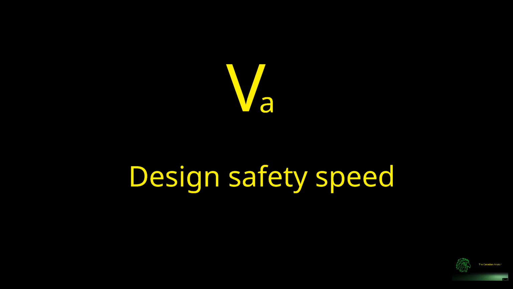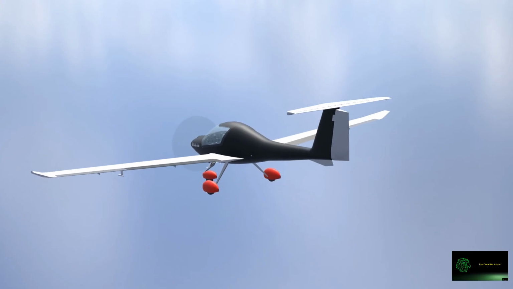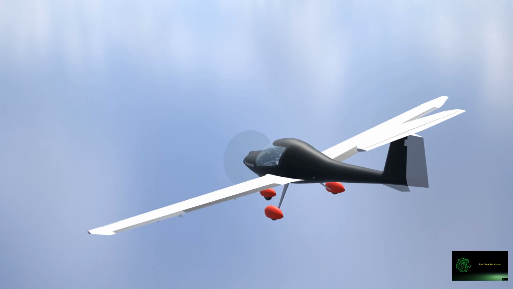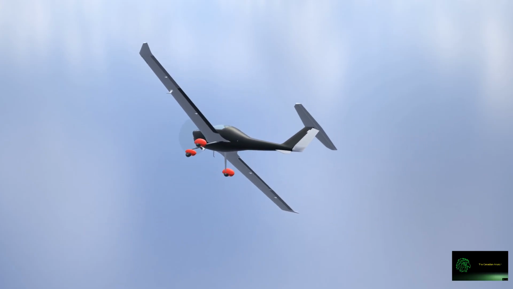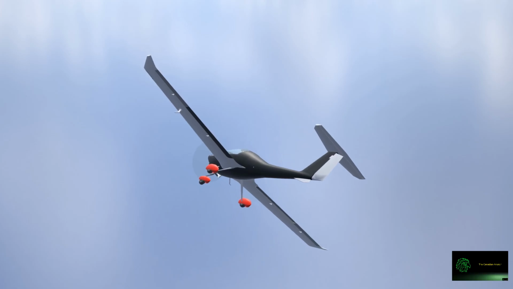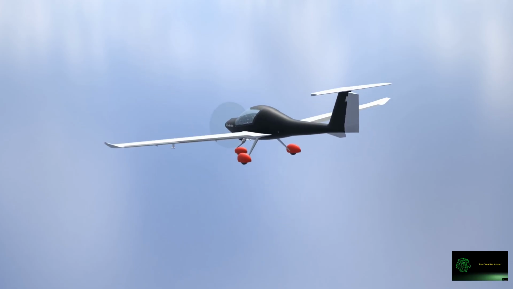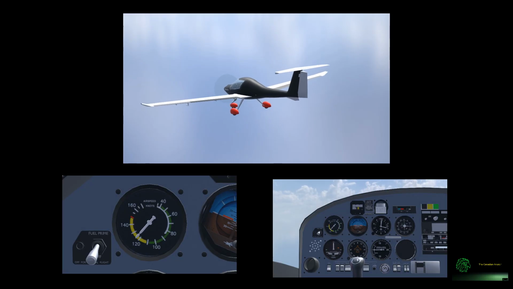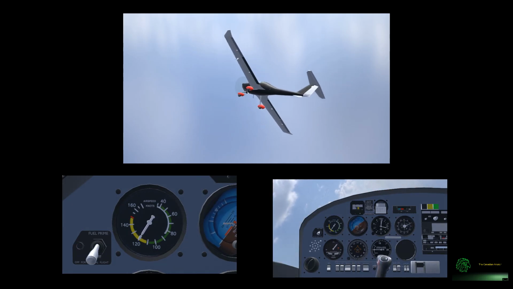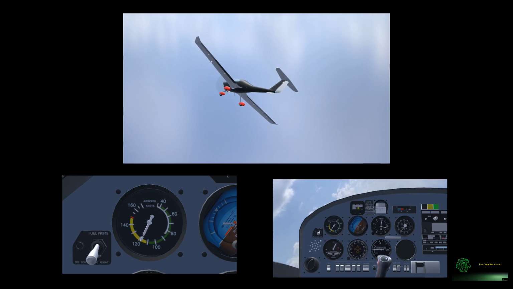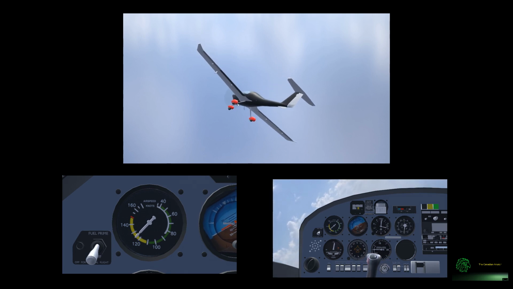VA, or Design Safety Speed. VA, or Design Safety Speed, is the maximum speed at which full and abrupt control inputs can be made without overstressing the aircraft structure. Below VA, the wing will stall before structural damage occurs. Above VA, aggressive control movement could exceed structural limits.